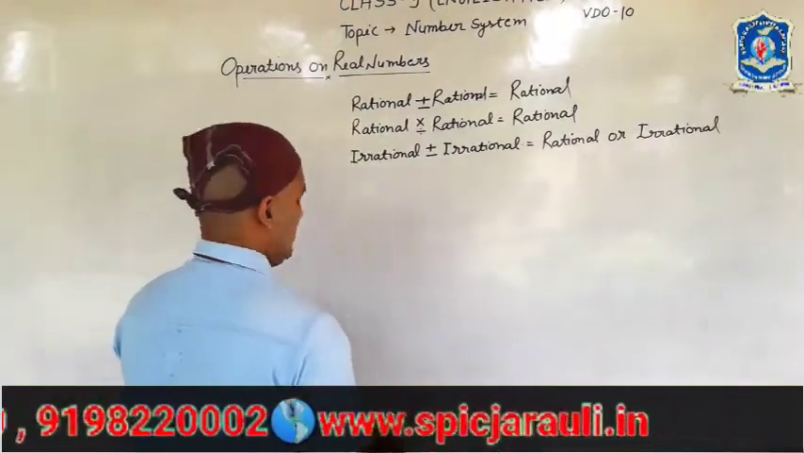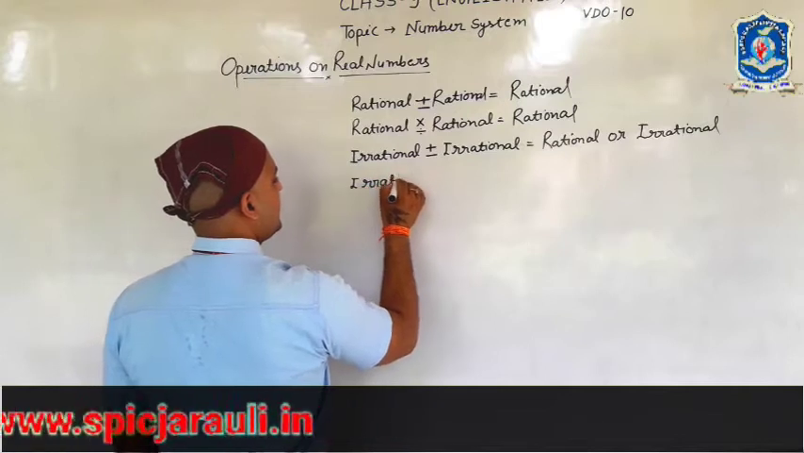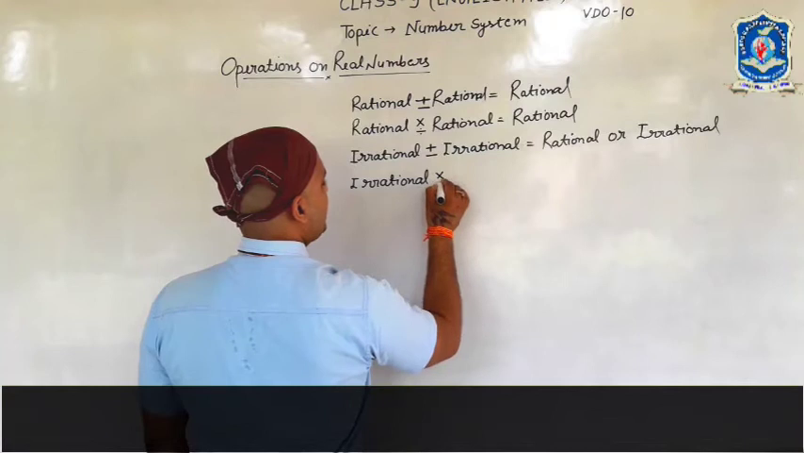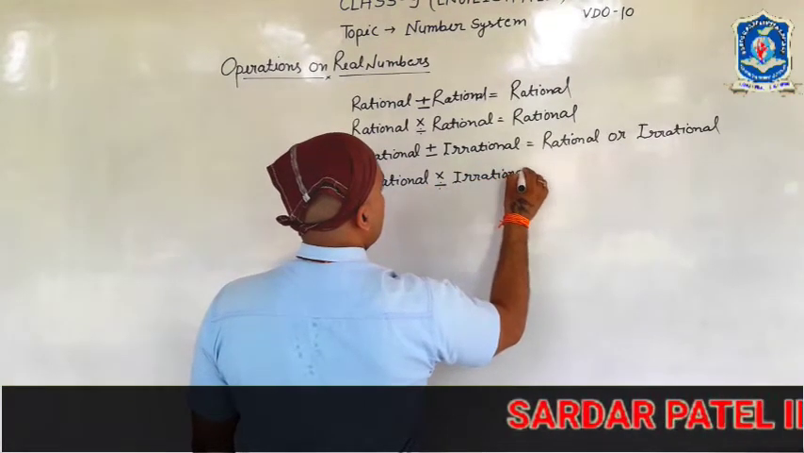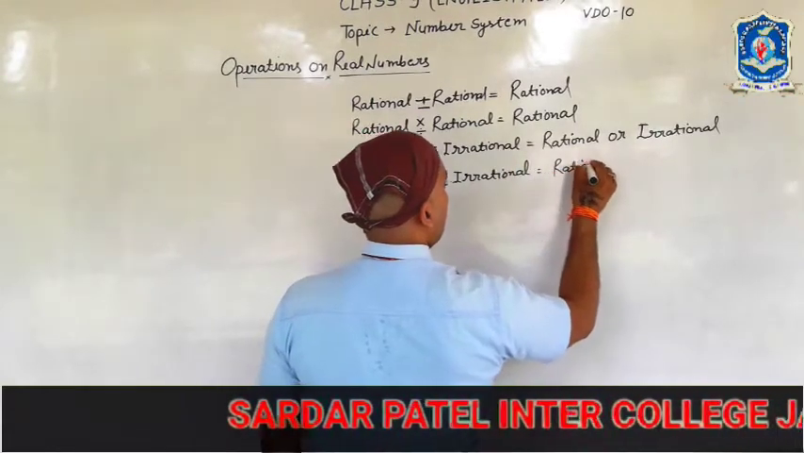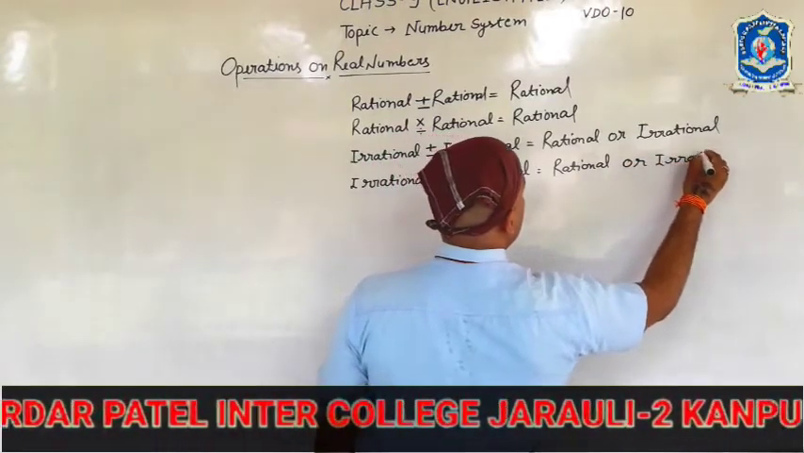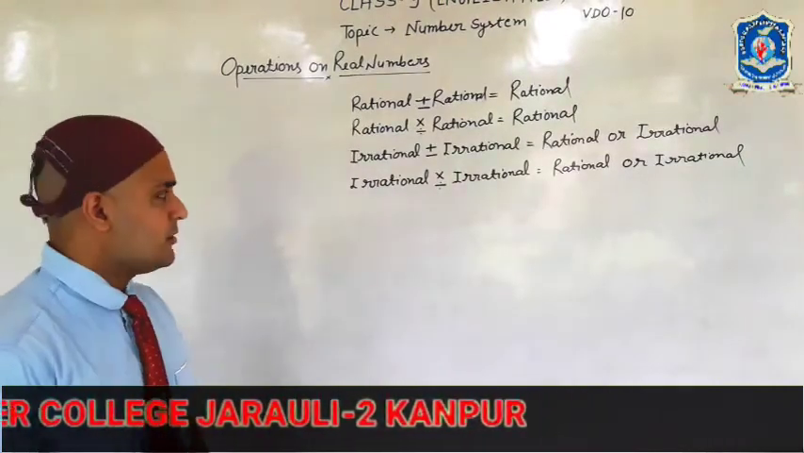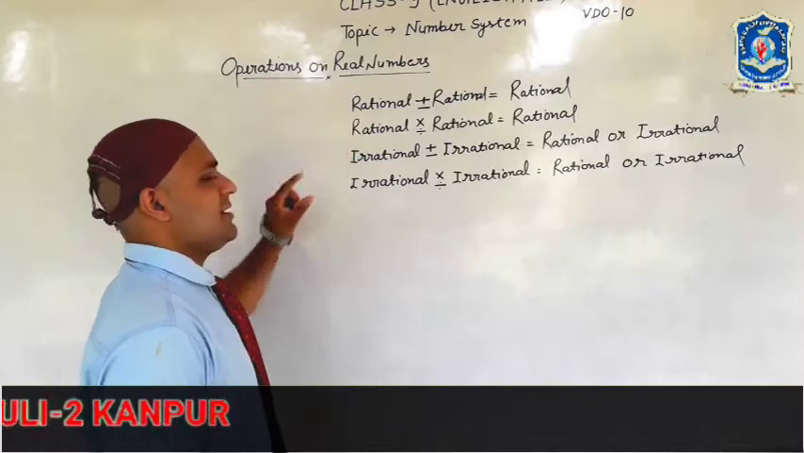Now if we take irrational multiplied or divided by irrational, we get rational or irrational. Okay students? So this is rational with rational, and irrational with irrational.